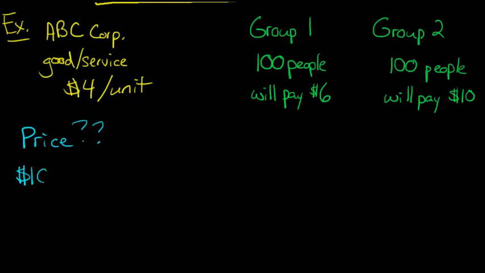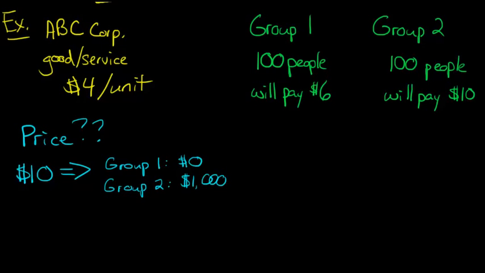Let's see what happens. Well, if we charge $10, then these people in group one are not going to pay. So group one, in terms of the revenue that we're going to get from them, we're going to get nothing. They're not going to pay $10. But group two, those people will pay $10. So we're going to get 100 people paying $10. So that's $1,000. So group two, we're going to get $1,000.